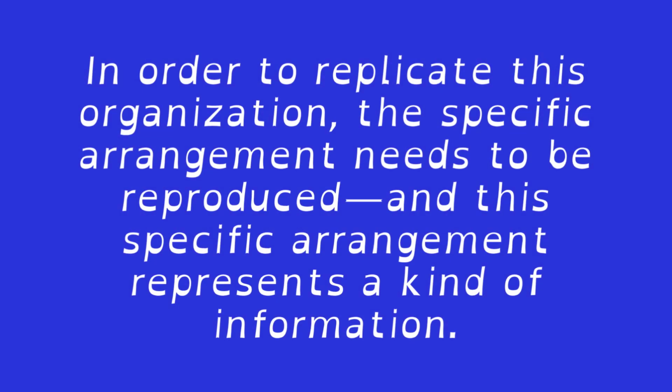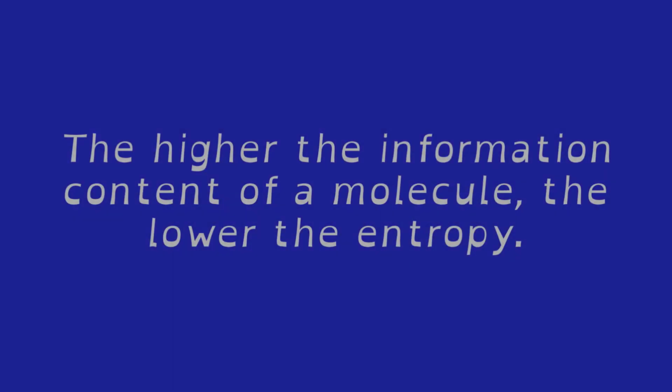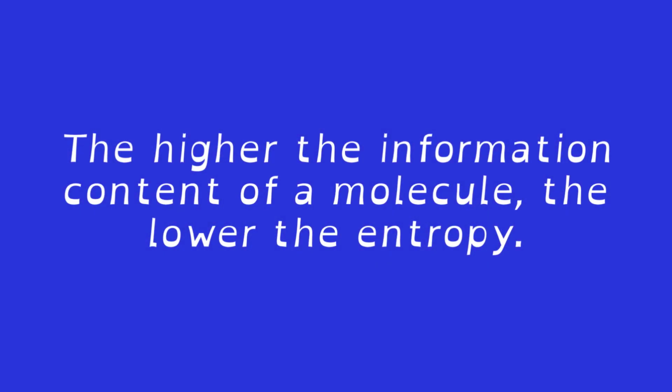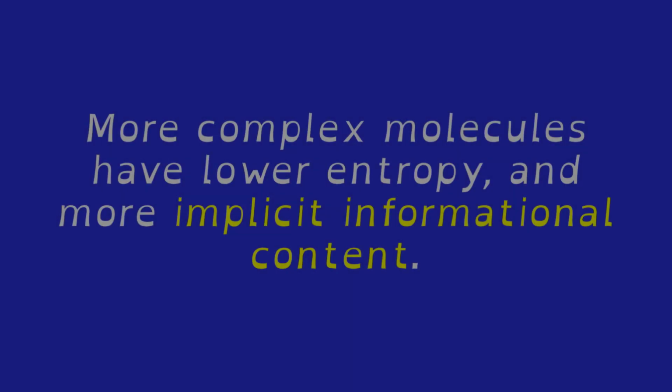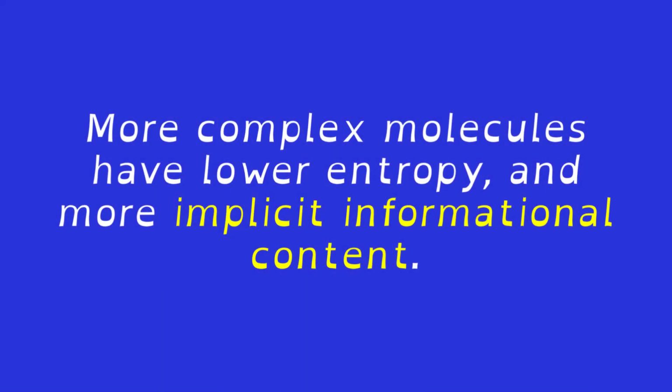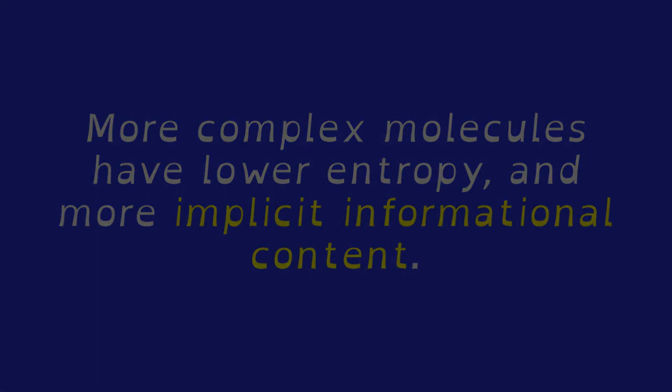In order to replicate this organization, the specific arrangement needs to be reproduced, and this specific arrangement represents a kind of information. The higher the information content of a molecule, the lower the entropy. More complex molecules have lower entropy and more implicit informational content.